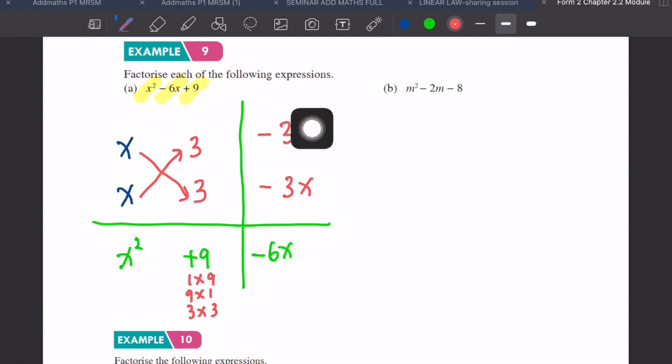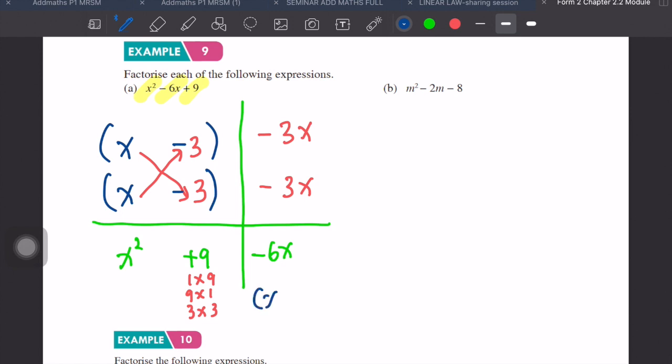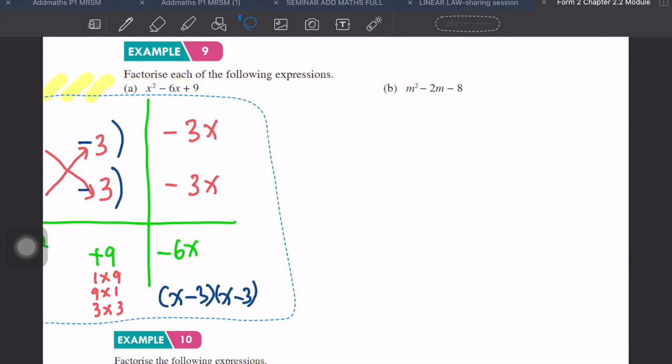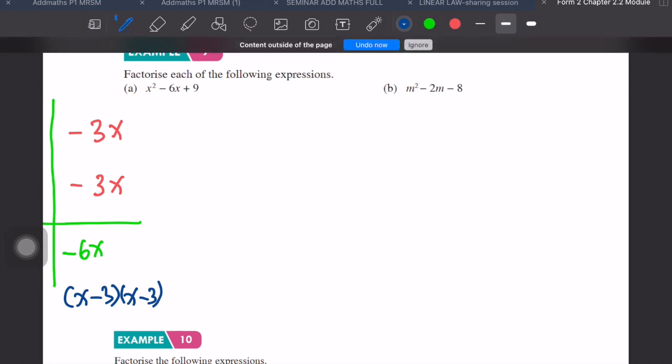Okay, ingat belakang ni tadi kita tambah tolak, ini kita darab. Okay, kalau belakang sini negatif, depan sini pun negatif. Dia akan follow sekali. Kalau sini negatif, depan sini pun negatif. Okay, so our factor is x minus 3, x minus 3. Senang kan? Okay, kita buat sama-sama untuk B pula. Okay, B.